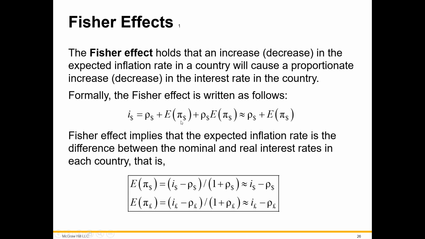That's what we have. This is all within one country, right? So if we think about the expected inflation rate, it implies that the expected inflation rate is the difference between the nominal and real interest rate in each country, right? So if I have a real rate of 2% and an interest rate of 6%, then my inflation is going to be roughly 4. 6 minus 2 is 4. And if this interest rate is 4, then it would be 4 minus 2 is 2. Right?